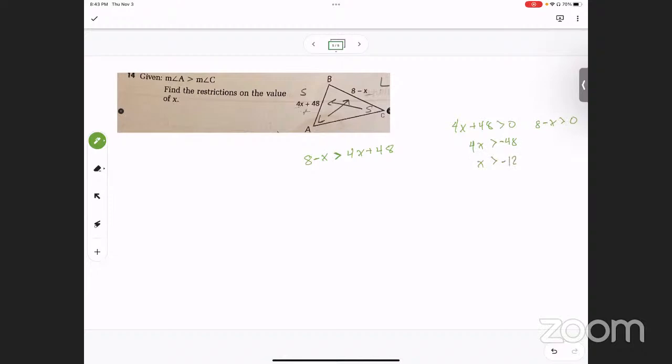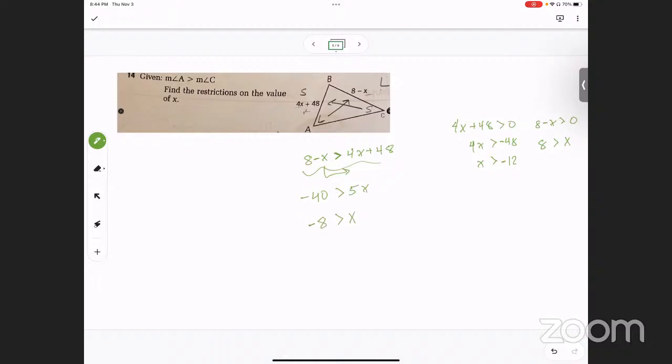For this one, if I added x to both sides, x has to be less than 8. So let's see if these make sense. Let's solve this one now and see what that tells us. I'm going to move the x over to the right. So that means 5x, and I'm going to subtract 48, negative 40. So x has to be less than negative 8.